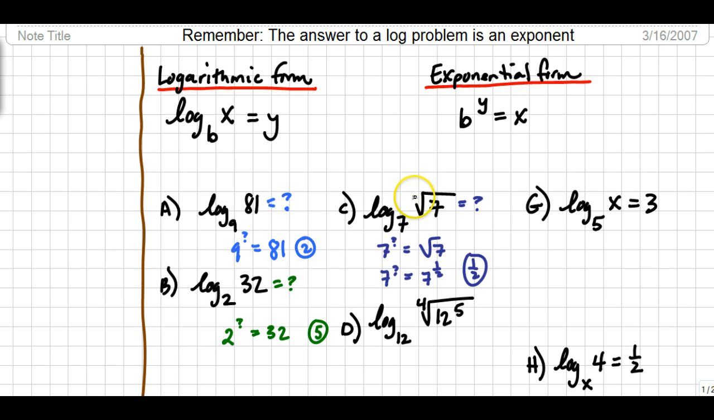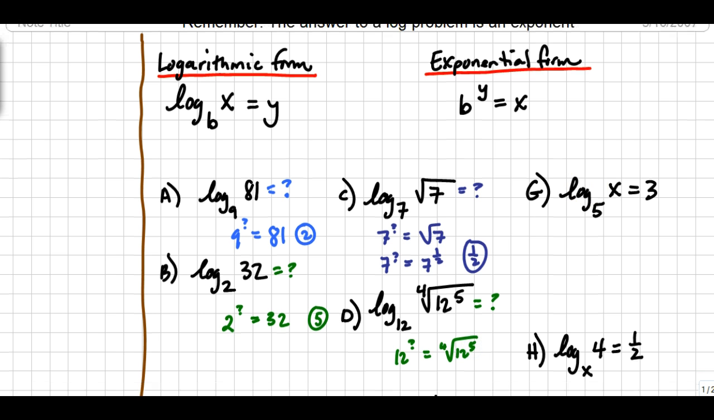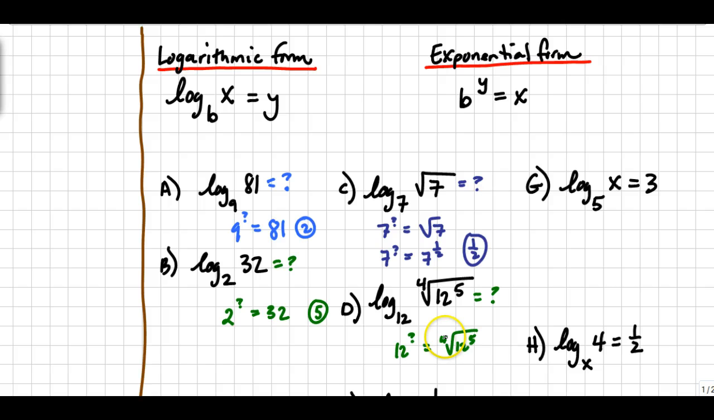Into exponent fraction form. Sometimes they throw in weird ones like question D, where you've got a root and a power that you have to deal with. So again, let's rewrite it in exponential form. 12 to the what is the fourth root of 12 to the fifth. Hopefully students remember from one of our previous chapters on roots and powers.